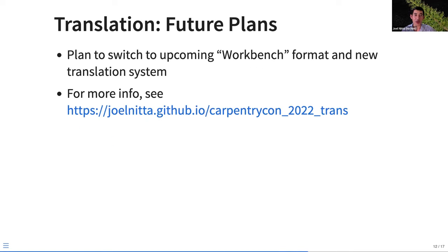But hopefully that is going to change in the future with the upcoming Workbench format, which you may have heard of. It's the new format for Carpentries lessons. And I'm currently working on an R package to facilitate translation with that, which will hopefully make things easier and break down some of these barriers. You can find more information about that in the slides here.